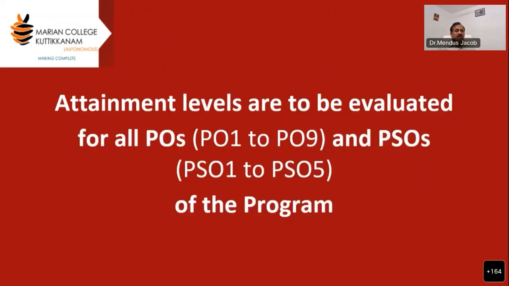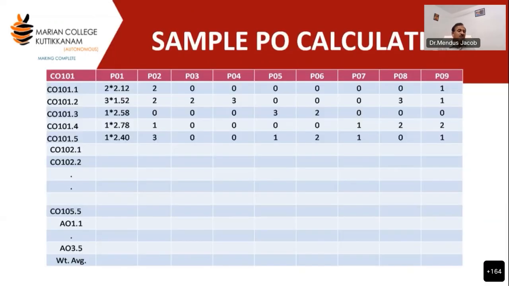Attainment levels are to be evaluated for all POs and PSOs. Okay. So we have to calculate COs, then we have to calculate the PO values. So here we will again come to the program matrix, where already we have the mapping. So once you calculate the attainment level of the course outcomes, you can calculate the POs like this. Again, it is a weighted average.